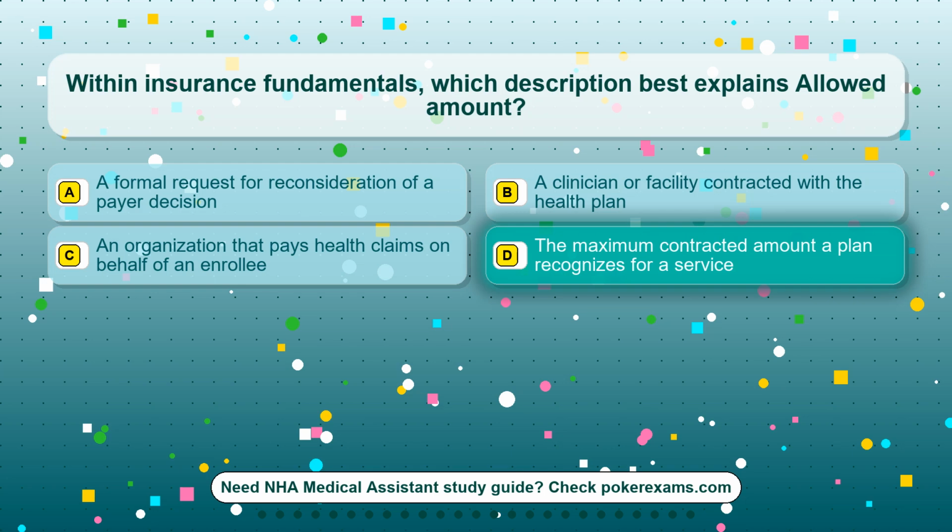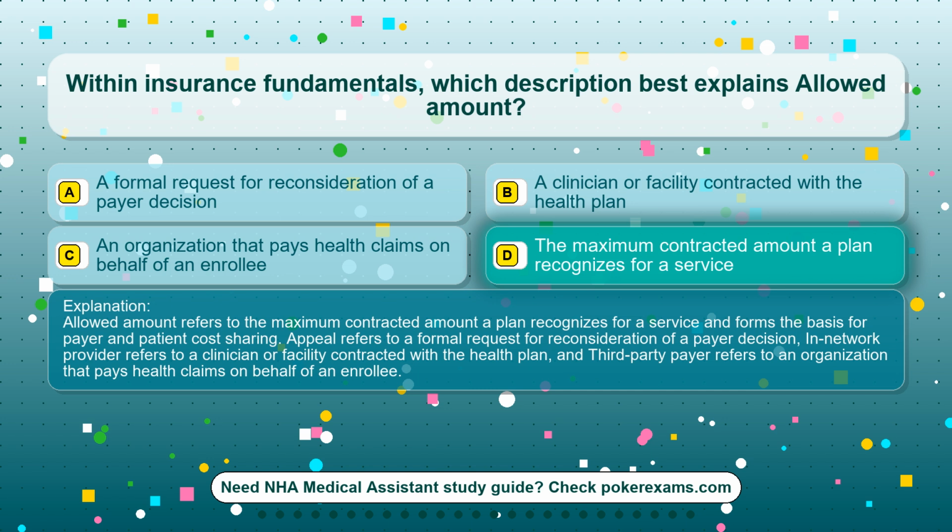The correct answer is option D, the maximum contracted amount a plan recognizes for a service. Allowed amount refers to the maximum contracted amount a plan recognizes for a service and forms the basis for payer and patient cost sharing. Appeal refers to a formal request for reconsideration of a payer decision. Network provider refers to a clinician or facility contracted with the health plan, and third-party payer refers to an organization that pays health claims on behalf of an enrollee.